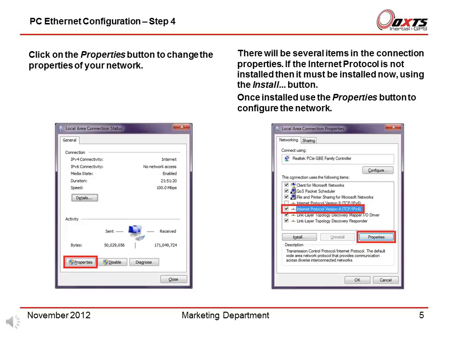Now let's look at the PC Ethernet configuration step 4. When you're in your local area connection status, you need to click on the properties button to change the properties of your network. There are several items in your connection properties. If the Internet Protocol is not installed, then it must be installed now using the install button. Once installed, you have the properties button to configure the network. The connection to the RT only requires the Internet Protocol to be installed. It is not necessary to remove the other items.